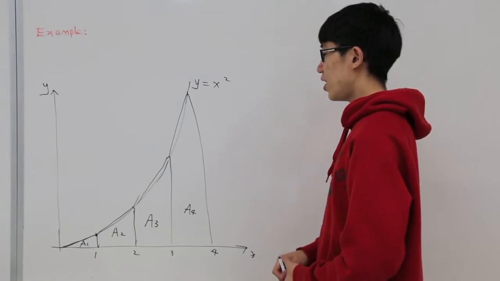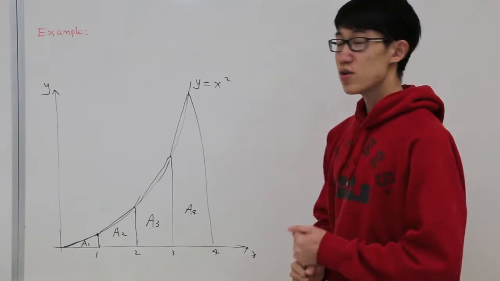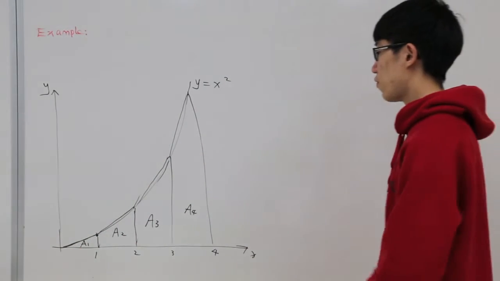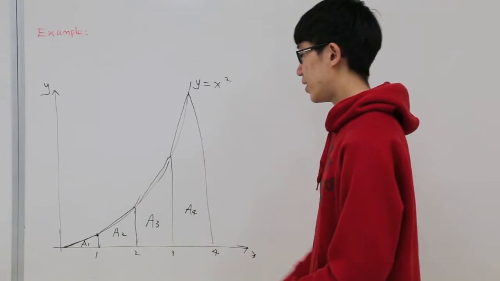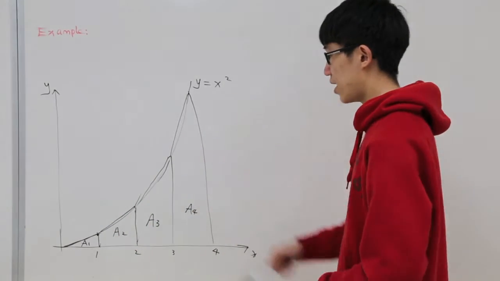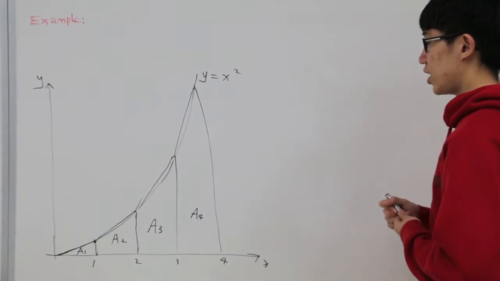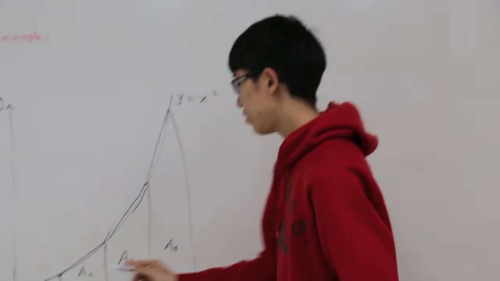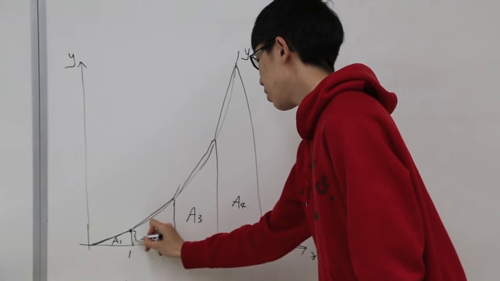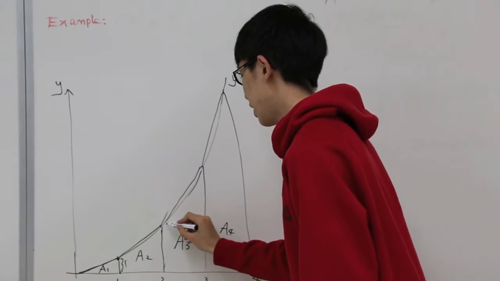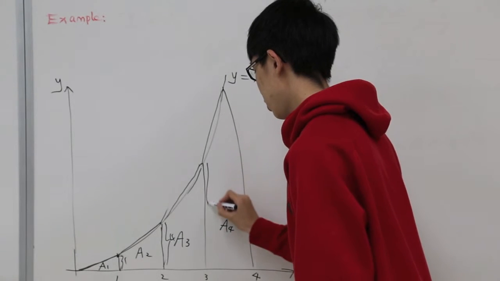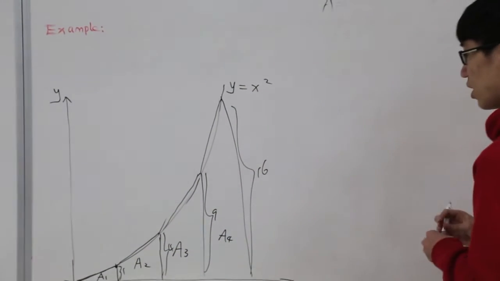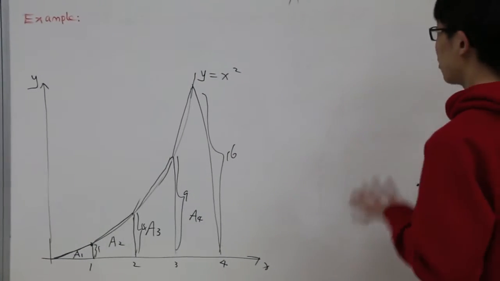Alright, now let's calculate the area enclosed by the function y equals x squared and the x-axis on the interval from 0 to 4. So first of all, I've already drawn the 4 trapezoids and I've named them A1, A2, A3, and A4. So let's start calculating the area of A1. We know that this length here would be the y value at x equal to 1, which is 1, and this one would be 4, this one would be 9, and the last one would be 16. So that would help us to calculate.